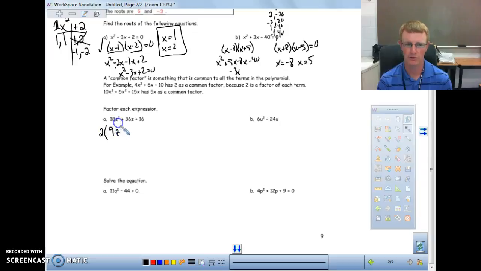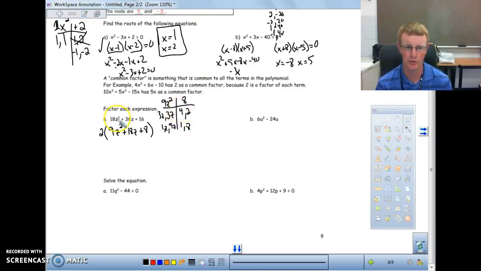18 divided by 2 is 9, so we have 9z squared. 36 divided by 2 is 18, so we have 18z. 16 divided by 2 is 8, so we have 8. And now we go through and try and factor this. So we write out our chart again. And I know this can be very tedious. Sorry about that. This can be very tedious, but we need to make sure we do it. So 9z squared will be, we have 3z and 3z, or we have 1z and 9z. Our 8 can be 4 and 2, and it could also be 1 and 8.